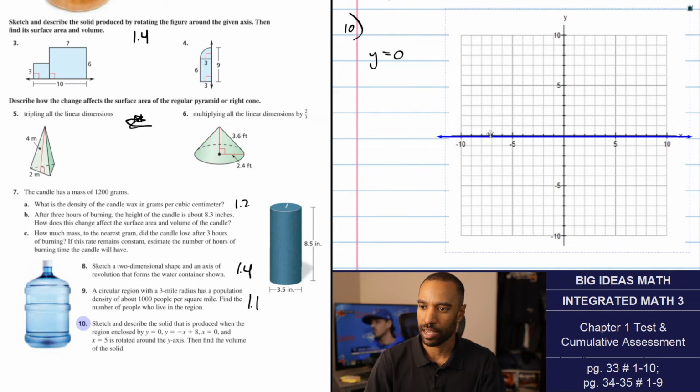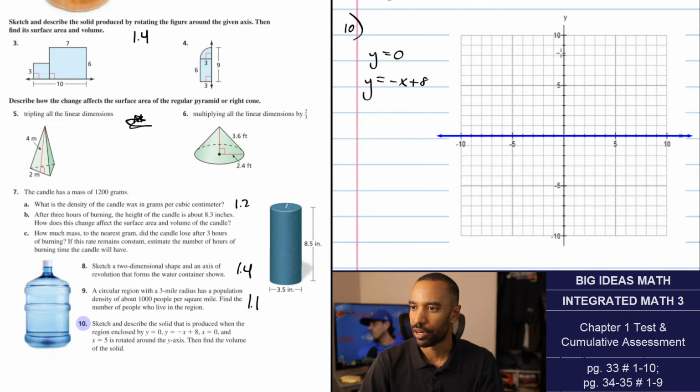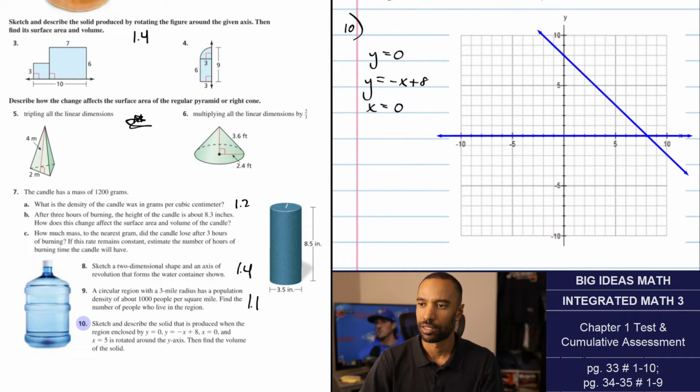We'll do y equals negative x plus 8. That's a slope of negative 1 and a y-intercept of 8. So from here, I can go down 1 over 1. So it's going to cross through 8, negative 8 right there, and positive 8 right there. Boom. We have x equals 0. That's the y-axis. I know that still tricks people to this day. Boom. And x equals 5. So x equals 5 is this guy right here. I'll just draw it.